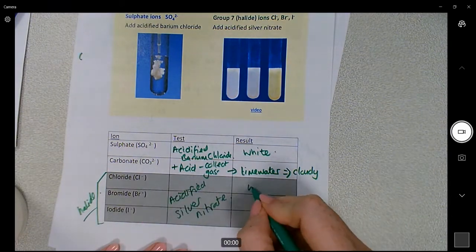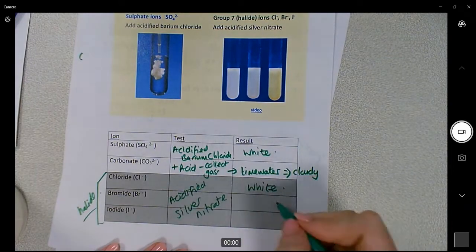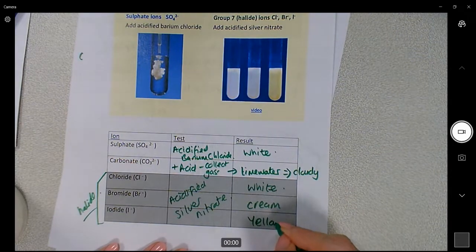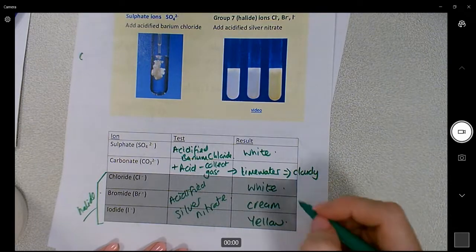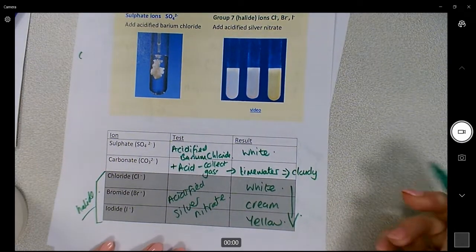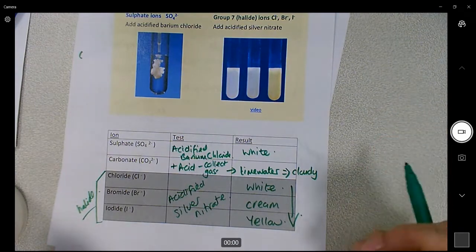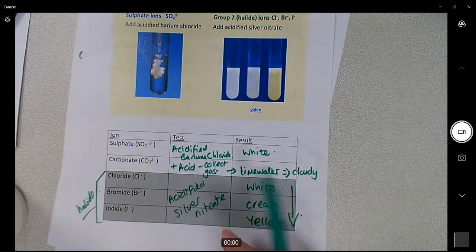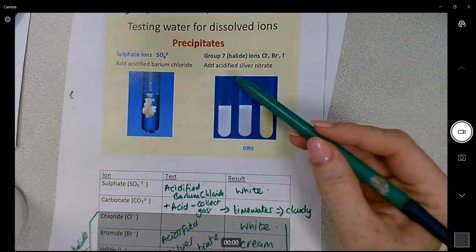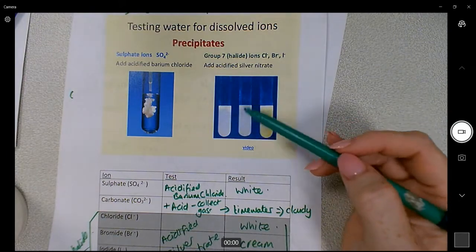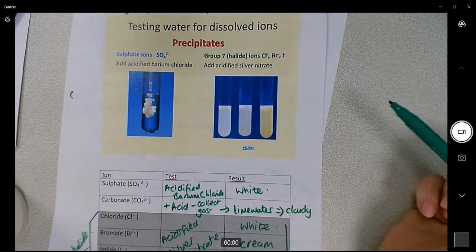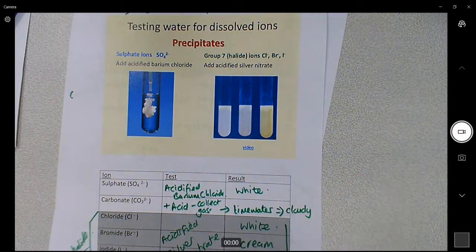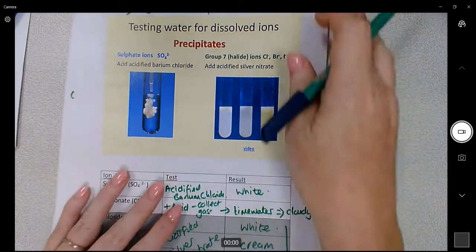So chloride ions will form a white precipitate, bromide ions will form a cream precipitate, and your iodide ions form a yellow precipitate. So they're getting darker as you go down the group, and that has to do with reactivity, because reactivity does decrease as you go down the group. But essentially what you need to be aware of is how you test for it. So we add silver nitrate with acid, so acidified silver nitrate. We then add our sample, and as you can see in the picture, we get our different coloured precipitates that are formed. So that's the tests for the negative ions and the positive ions.